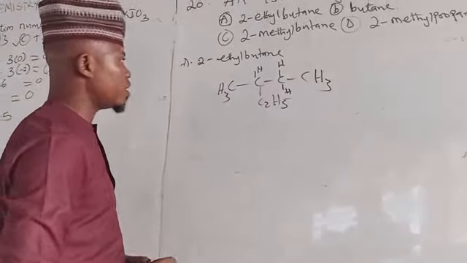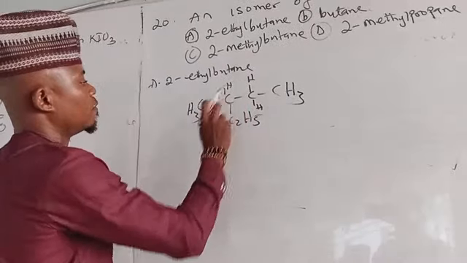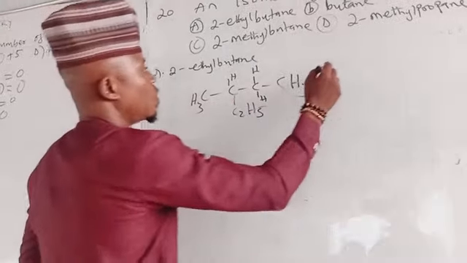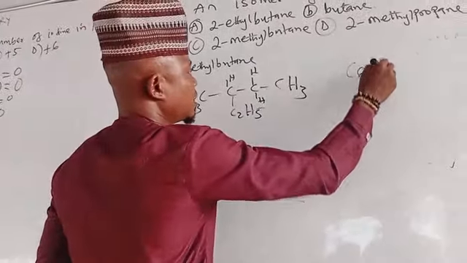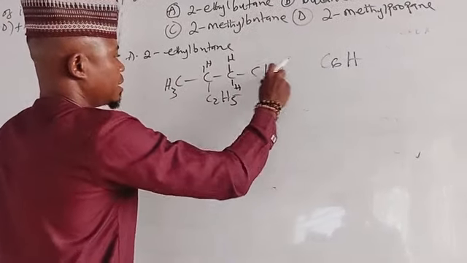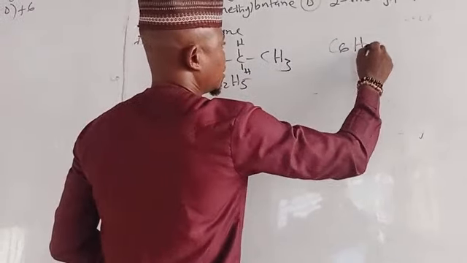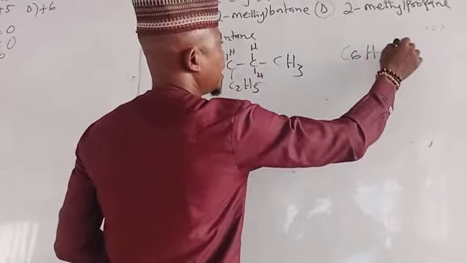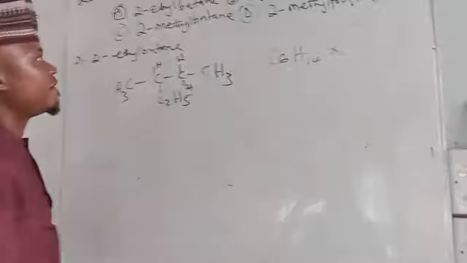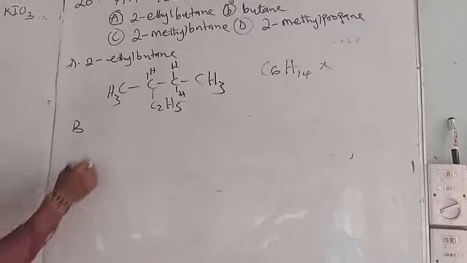So let's calculate the number of carbon. 1, 2, 3, 4, 5, 6. So we have C6. How many hydrogen? 3, 4, 5, 8, 9, plus 5, 14. H14. So C6H14 is not the same as C5H12.